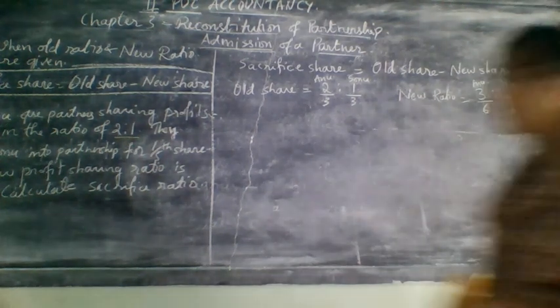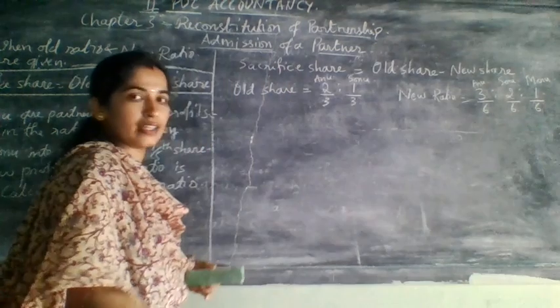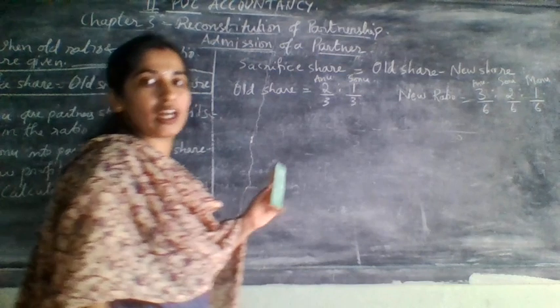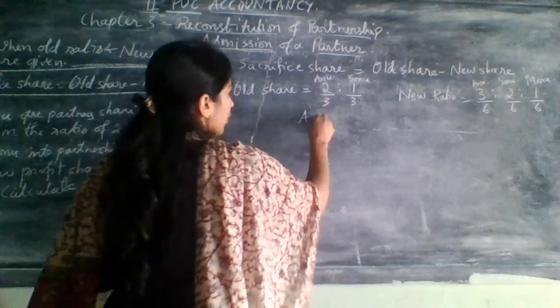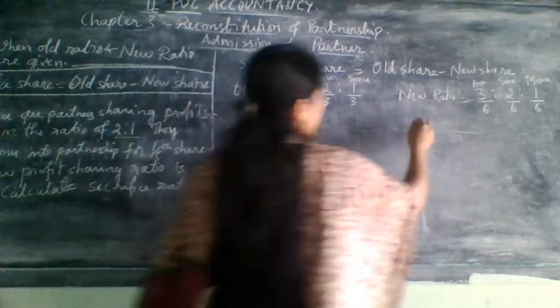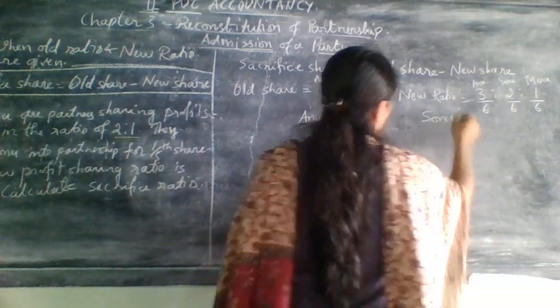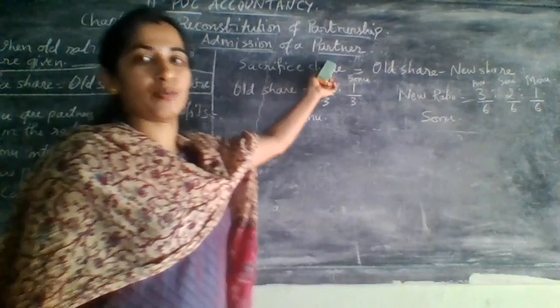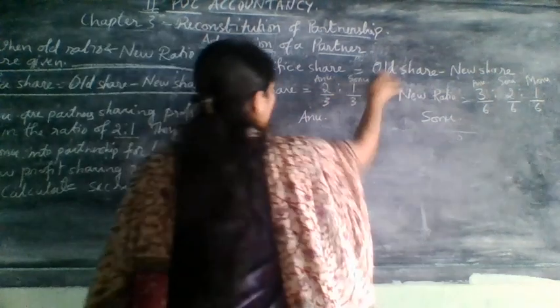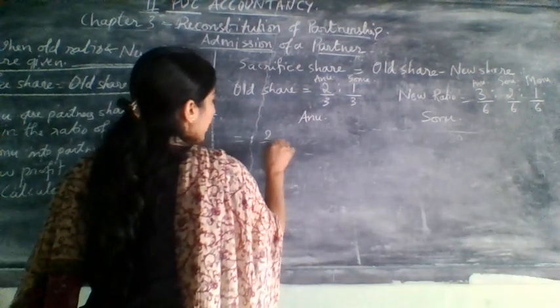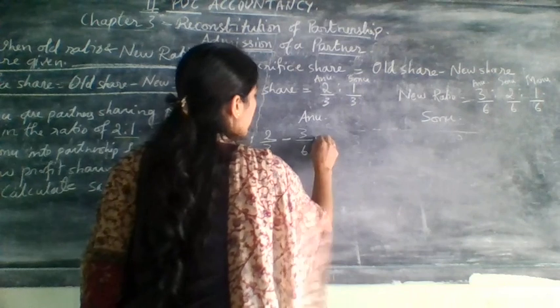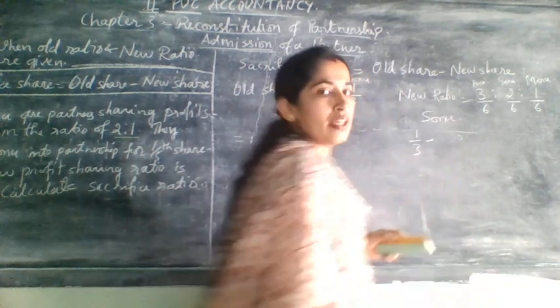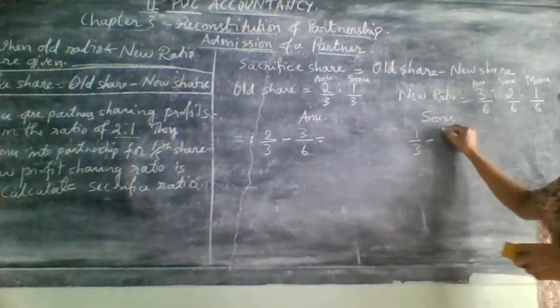Understood till here? Next what we need to do? We can write in another way. This time I will do A, B, and we need to calculate sacrifice ratio only for 2 and not for 3. Remember that. This time I will follow one more method, that is Anu here and Sonu here. Anyhow we have written the formula here. Directly you can write the value. Anu's old share is 2/3 minus new share 3/6. Now Sonu's, old is 1/3 minus new is 2/6.